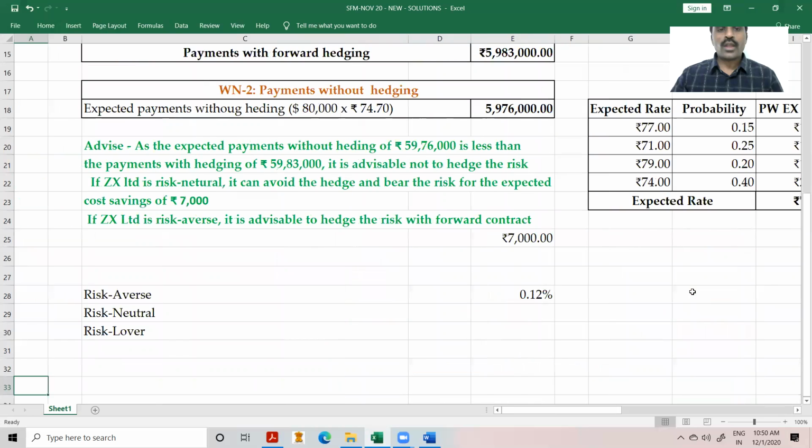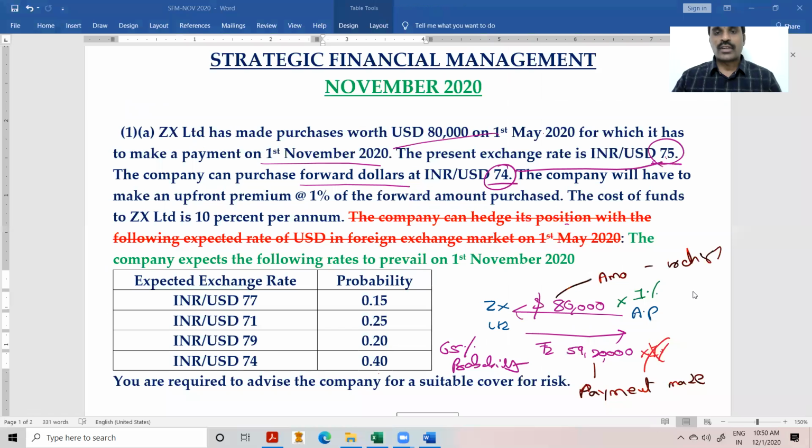Okay, right. So anyway, this is the first problem, and ultimately the conclusion is that for risk neutral investors, hedging is not advisable. For risk averse investors, hedging is advisable.